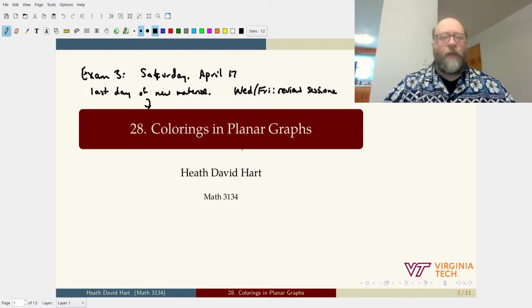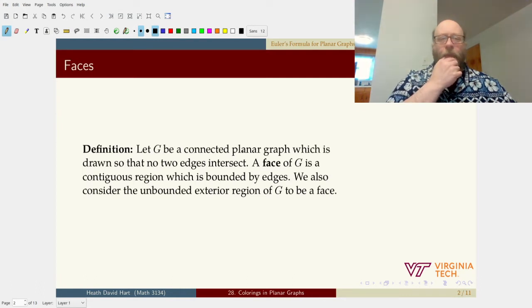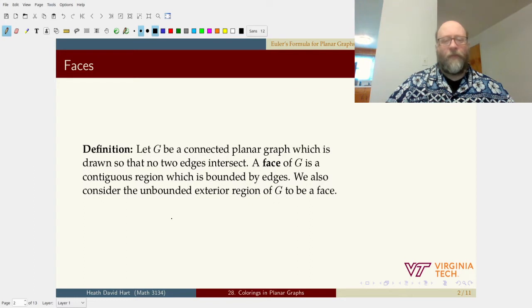All right, let's go ahead and get started. So, a couple of definitions here. If we have a connected planar graph, which is drawn in a way that no edges intersect, we say that a face is a contiguous region that's bounded by edges. We also consider the unbounded exterior region of G to also be a face. So if I have a graph here, and none of the edges cross, then we count each of these as faces, but we also count the outside as a face also.